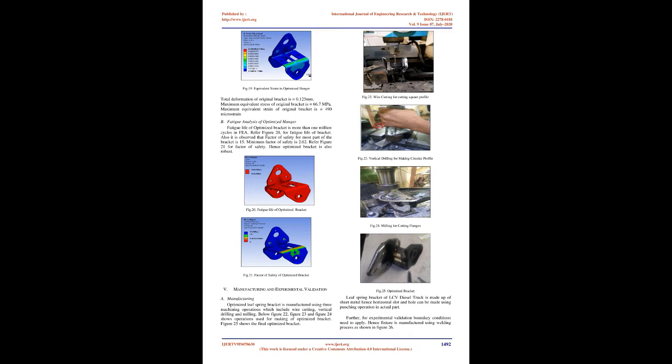V. Manufacturing and experimental validation. A. Manufacturing. Optimized leaf spring bracket is manufactured using 3 machining operations which include wire cutting, vertical drilling and milling.